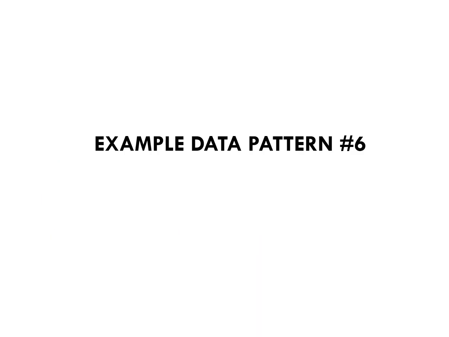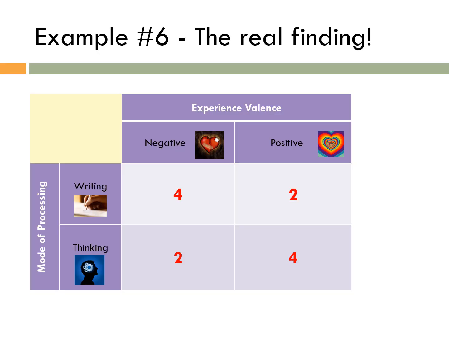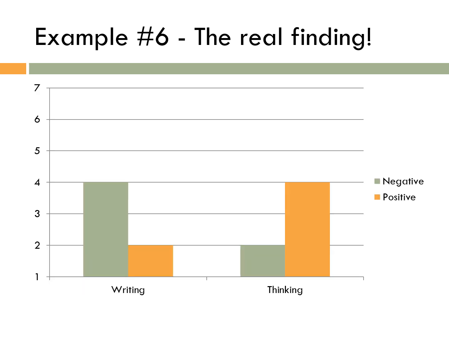Let's go to example number 6. Here we have some really interesting stuff going on. We're seeing switches between 2s and 4s. So let's visualize it. I'm going to give you a spoiler alert. This is going to have an interaction. Let's see if you can figure out what kind of interaction it is, though.